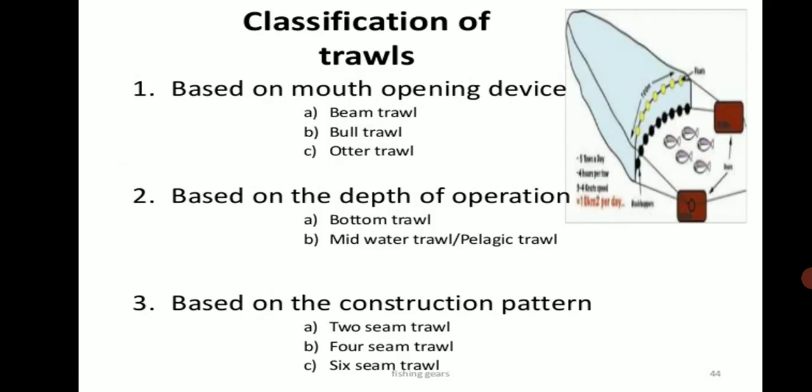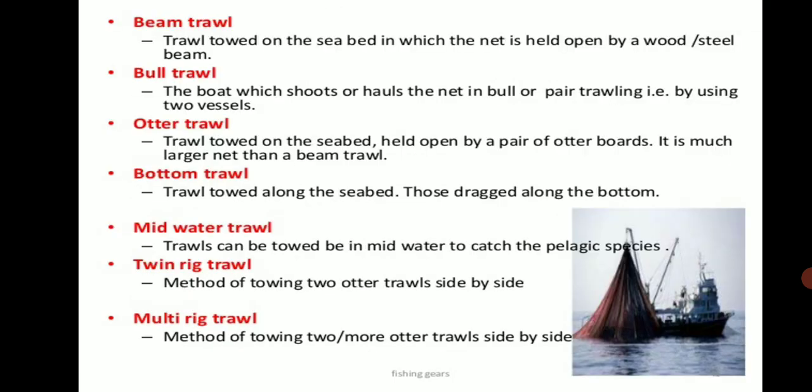Why? Classification of a trawler based upon the mouth operating device: beam trawl, bull trawl, otter trawl. Based upon the depth of operation: bottom trawl, mid-water trawl, pelagic trawl. Based upon the construction pattern: two-seam trawl, four-seam trawl, six-seam trawl.